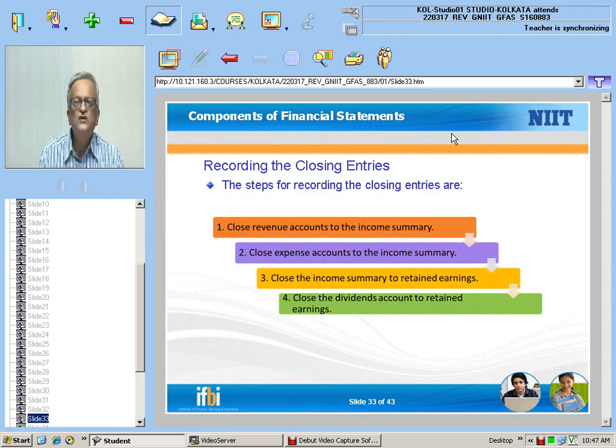So, steps for recording the closing entry. First, close revenue accounts to the income summary. Second, close expense accounts to the income summary. Third, close the income summary to retained earnings, and close the dividend account to retained earnings. So these are the four steps in the closing entry. First, close all revenue accounts. Second, close all expense accounts. Third, close the income summary account and transfer to retained earnings. Then close the dividend account to retained earnings.